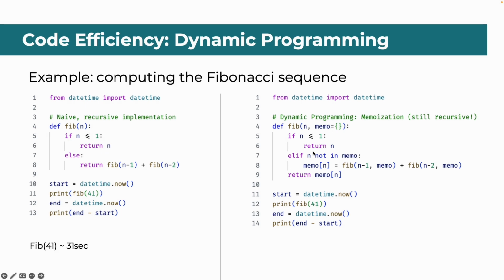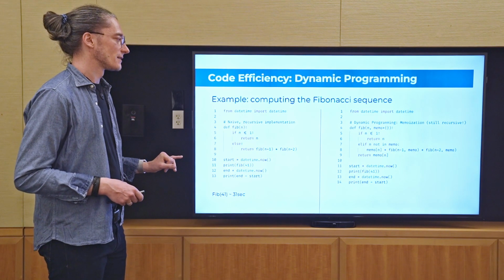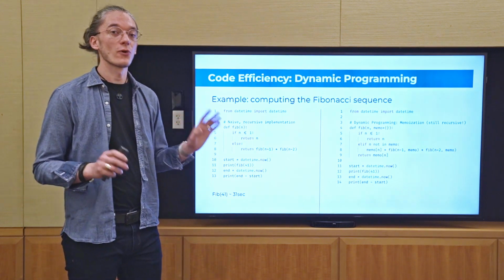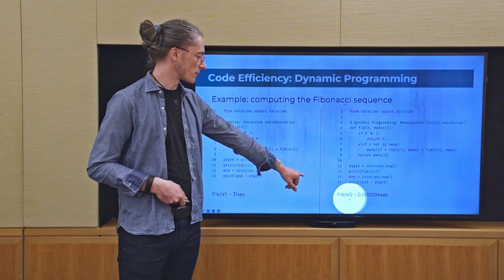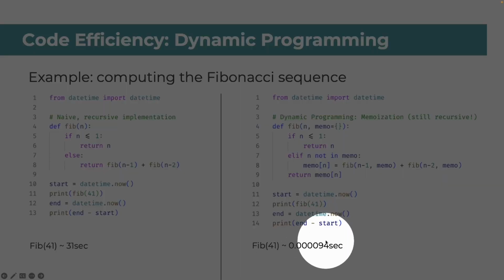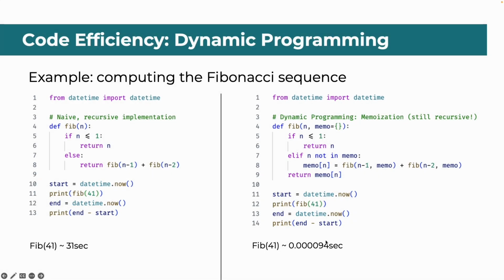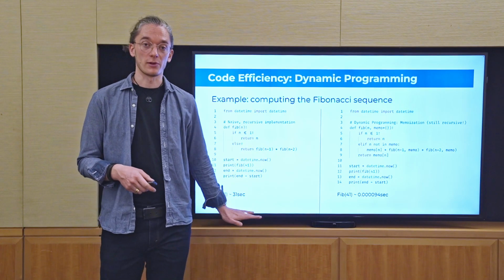This addition here, all in all, introduces one more line and makes the entire program incredibly much faster. So here for the same example, where we compute the Fibonacci sequence of 41, we now only have a few nanoseconds of runtime that we need to compute this result. This is a remarkable difference.